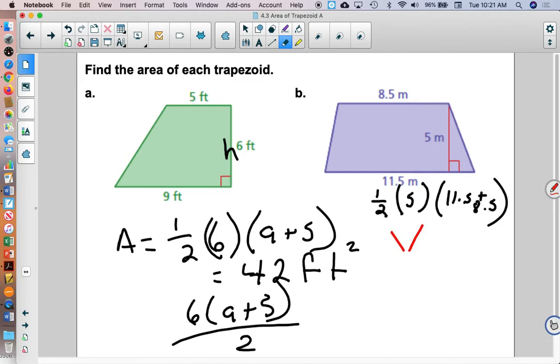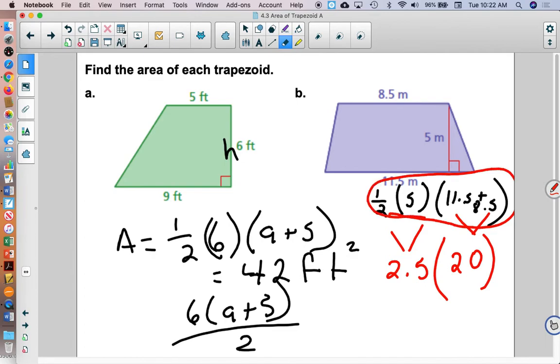then you're going to want to use your calculator to do 1/2 times 5. And what do you get? 2.5. And then you need to figure out, well, what is 11.5 plus 8.5? It's 20. And then you could put in your calculator 2.5 times 20, and you're going to end up getting the 50. But if you do it this way, just make sure what you put into that calculator is right. Okay?